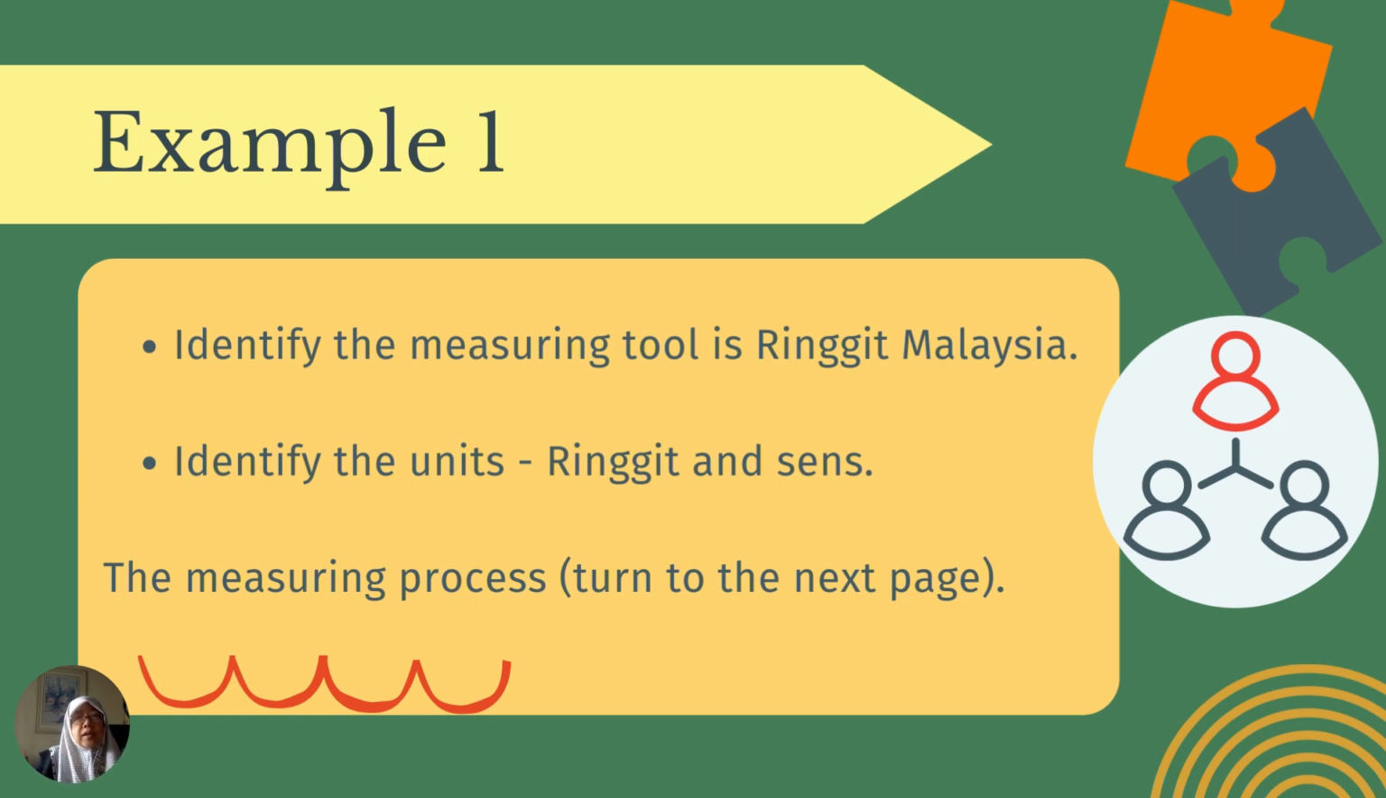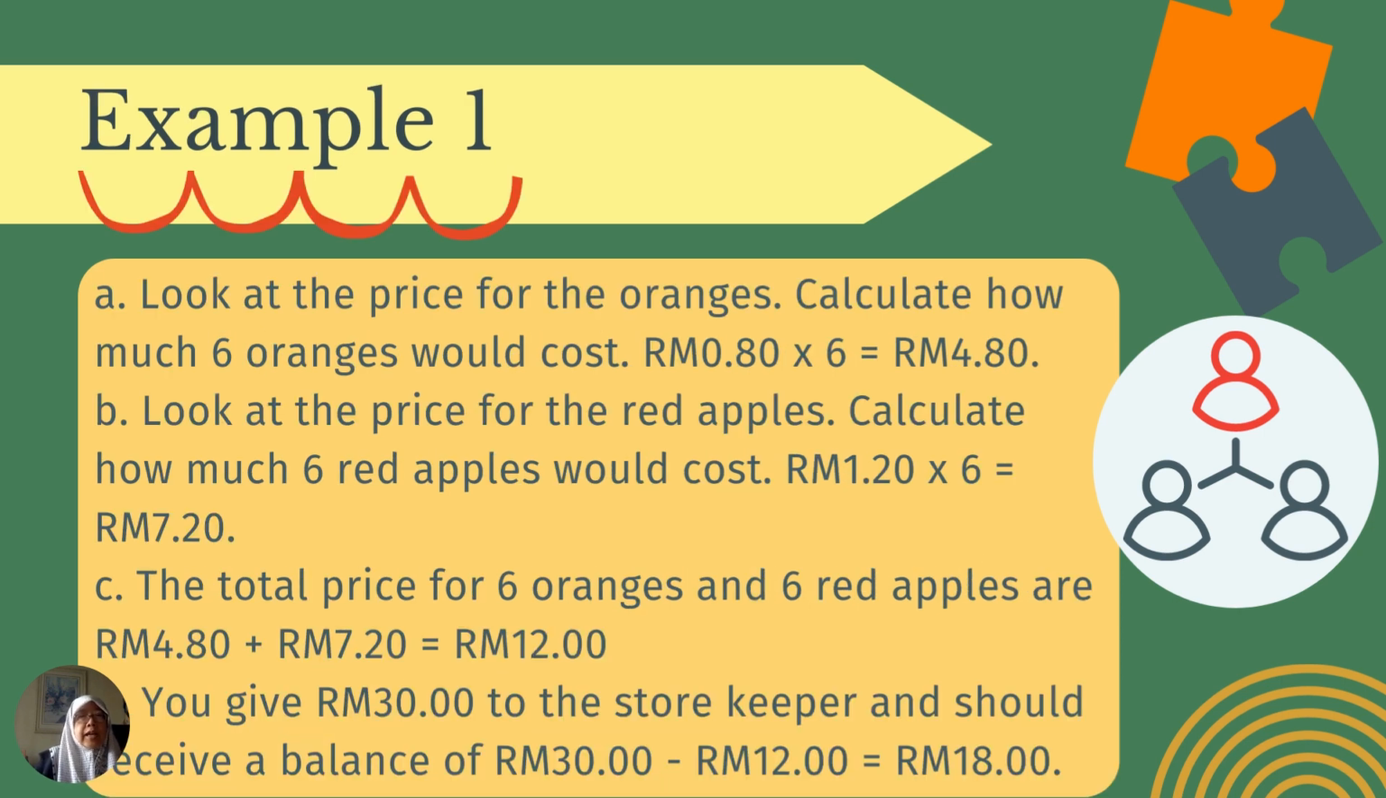So the measuring process, you need to turn to the next page. Here is the process. First of all, look at the price for the oranges. Calculate how much 6 oranges would cost. So you do the calculation, and this is the mathematics part of it. So 80 cents times 6 equals 4 ringgit 80.